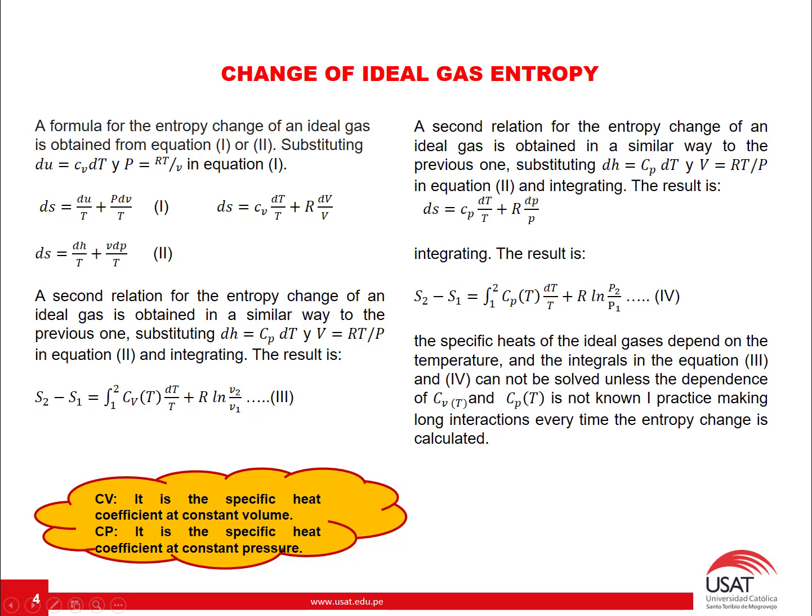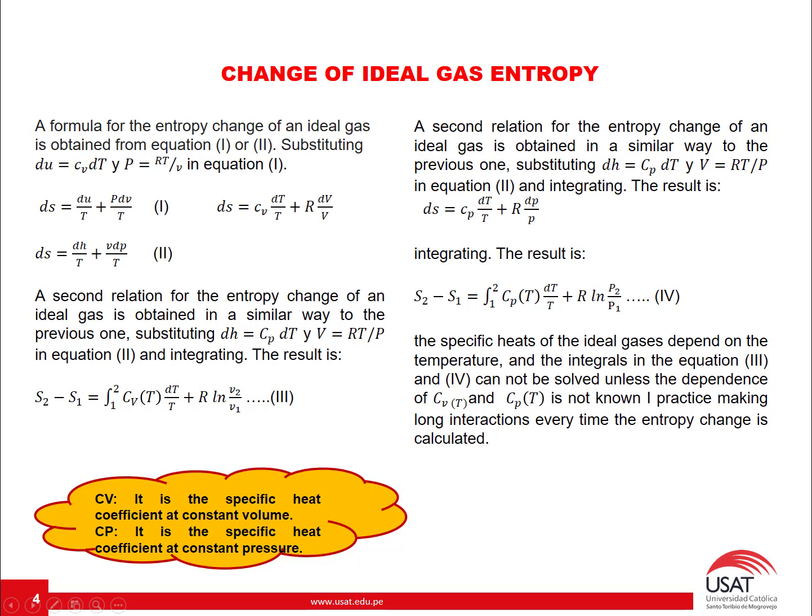It is left expressed in this way because the specific heats of ideal gases depend on the temperature, and the integrals cannot be solved unless the dependence of the specific heats cv and cp on the temperature is known. Therefore, two reasonable options are available: perform these integrations simply by assuming constant specific heats, or evaluate them once and tabulate the results. Both approaches are presented below.